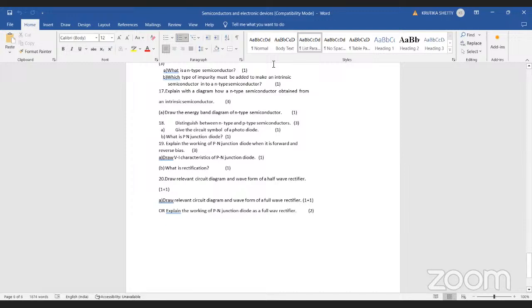I just told you now. So it is there in the 3 marks. Okay, so these are the expected 3 marks questions. Draw the energy band diagram of an n-type semiconductor, they have said.